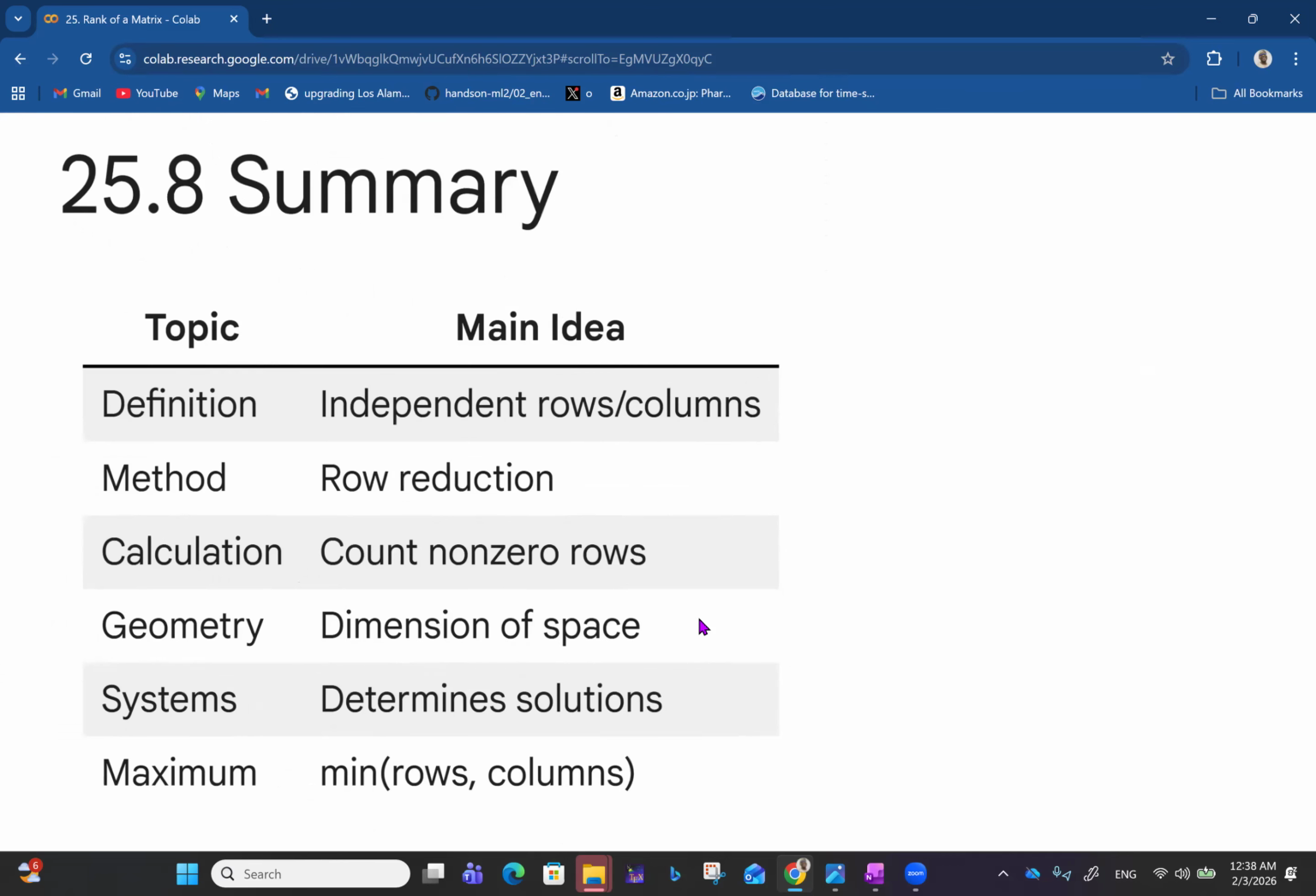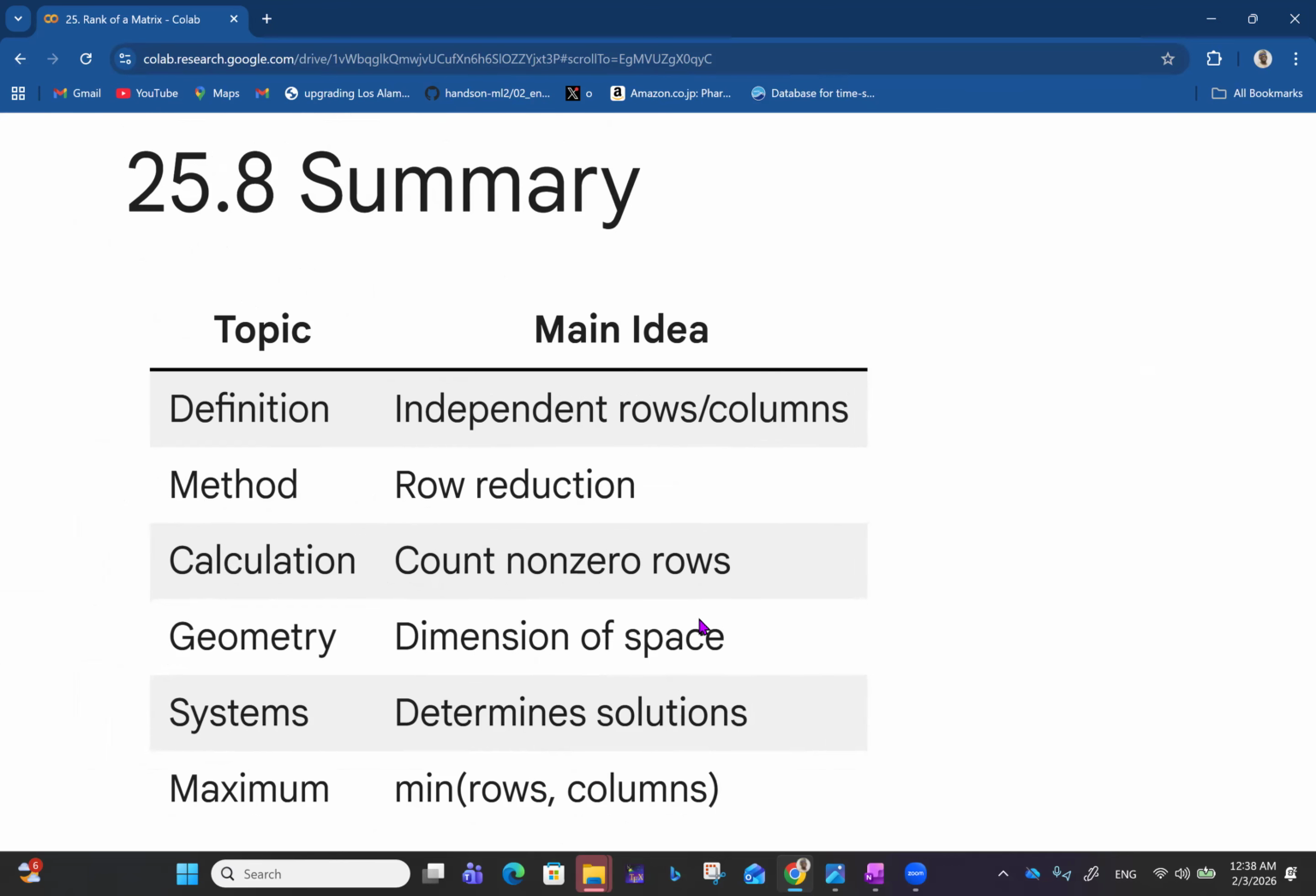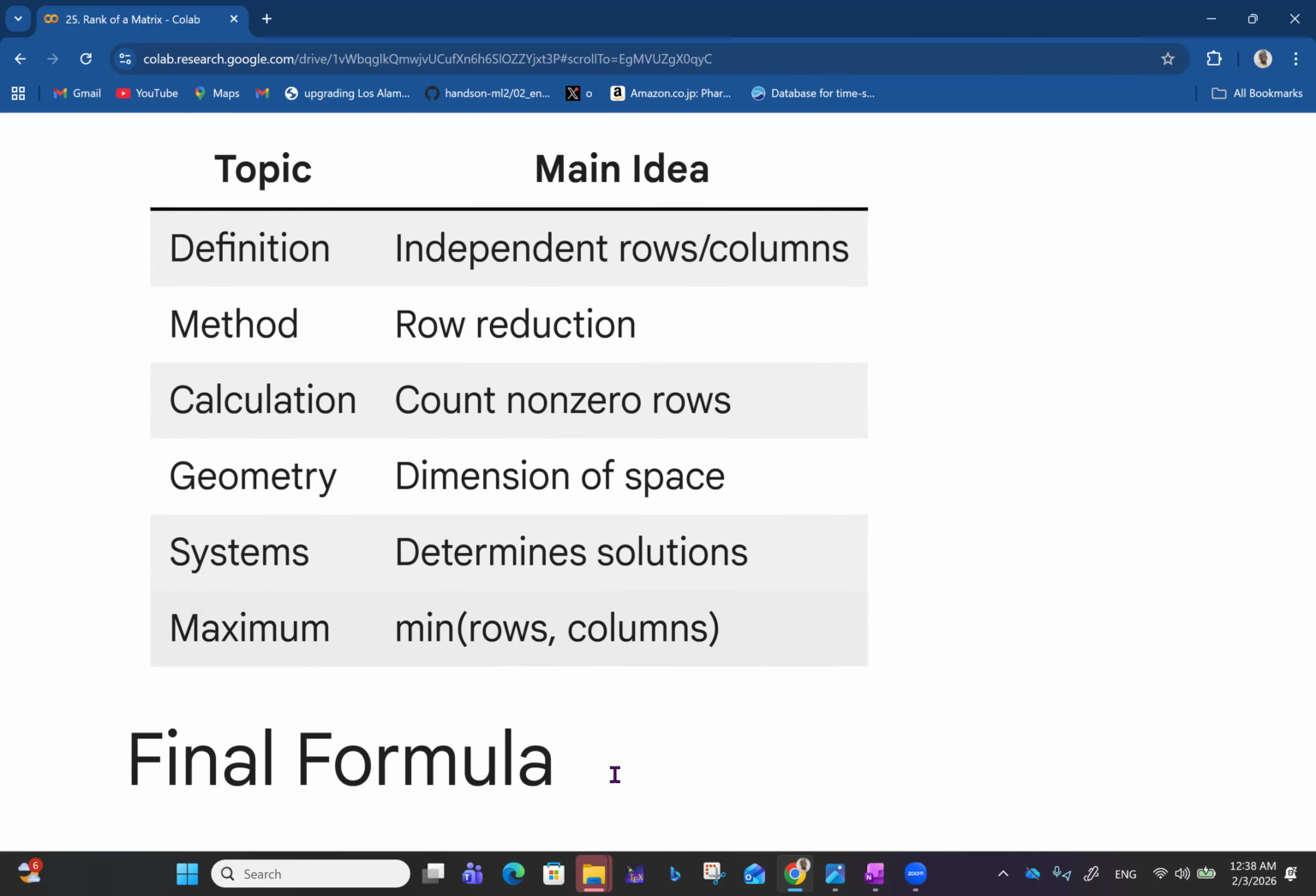So in summary, we're talking about the rank of a matrix. The main idea is you're talking about independent rows and columns. That's rank. The method, you can use row reduction. Calculation, you count non-zero rows. Geometry, it talks about the dimension of space. For systems, it determines if you're going to have solutions or not. And the maximum is the minimum of the number of rows or columns, depending on whatever you're focusing on.